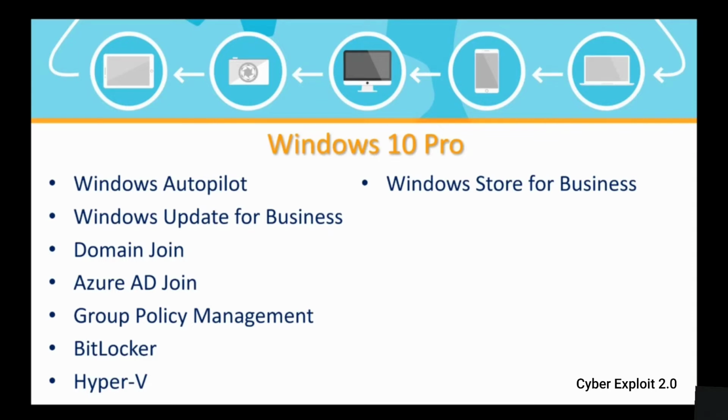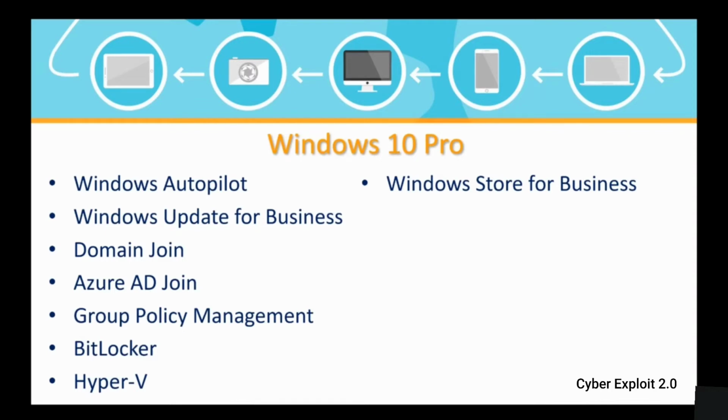So that does a lot. I'm going to talk a little bit more about that. You've got Windows Update for Business. This gives us more control over updates in our environment. You have Domain Join, which again lets you join a Microsoft Active Directory domain and take advantage of centralization.